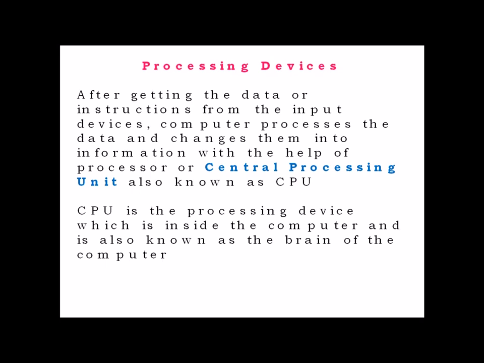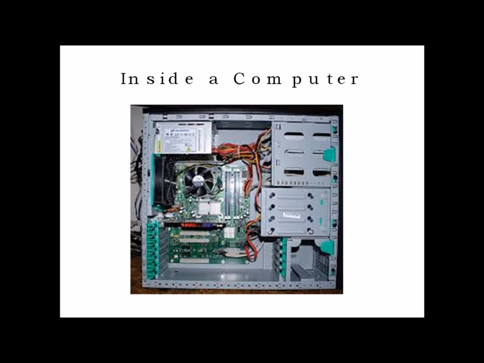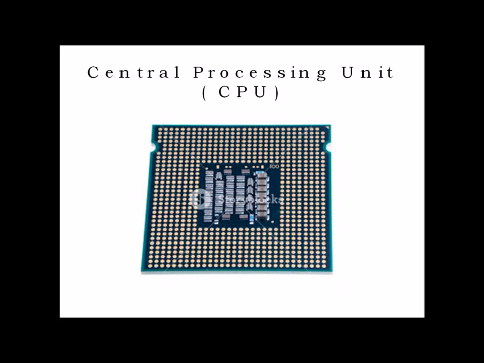Processing devices consist of the system unit, which is a big rectangular box that contains several components inside it, among which the CPU is one. The CPU is a small chip called the processor or microprocessor, which helps the computer to do all the work.